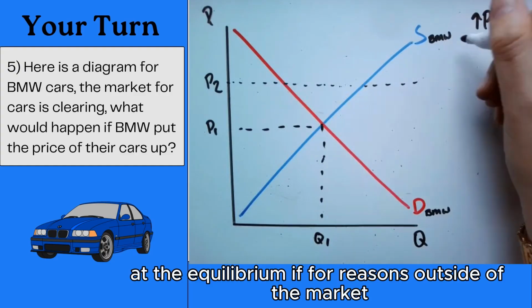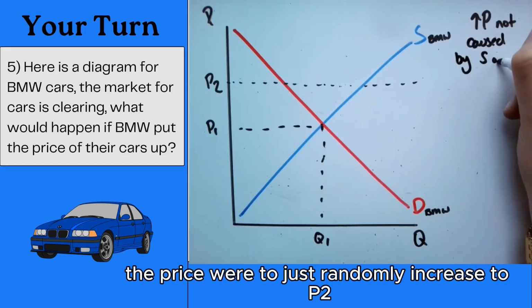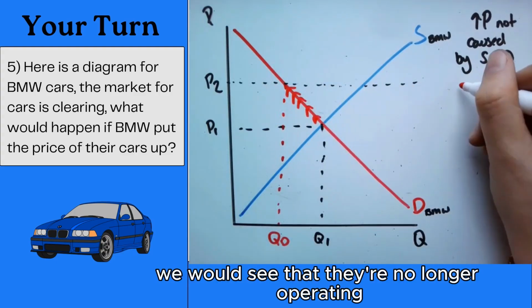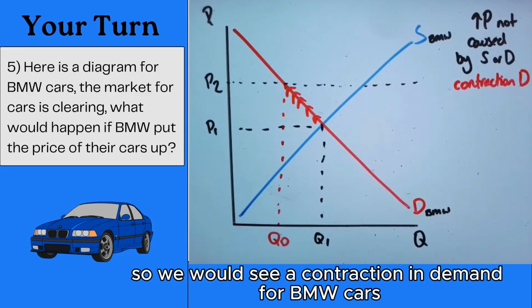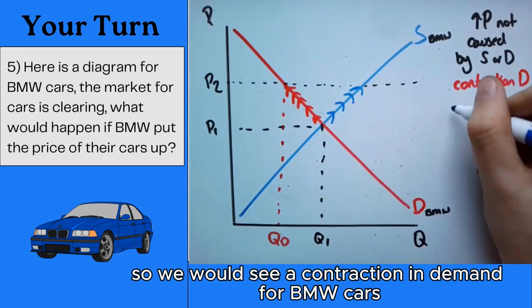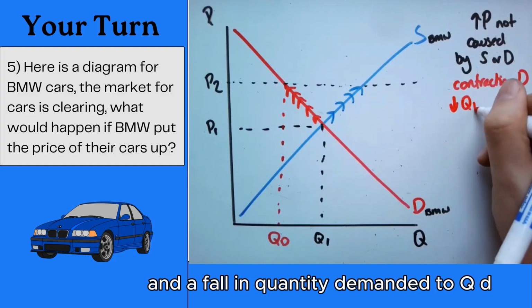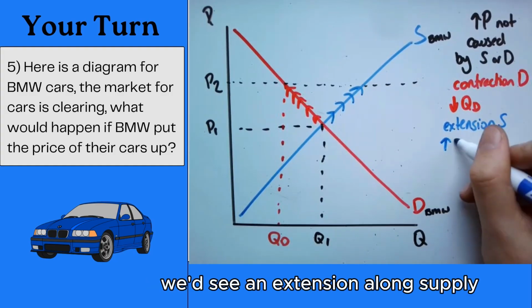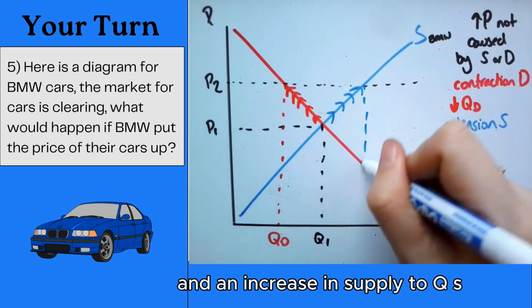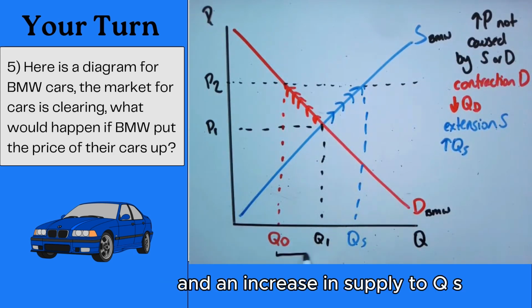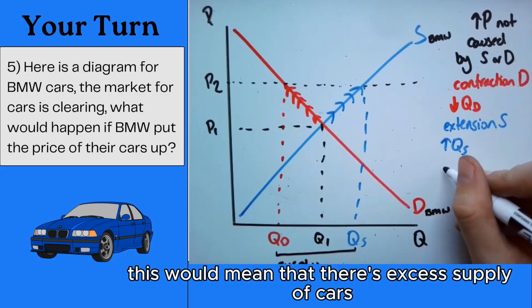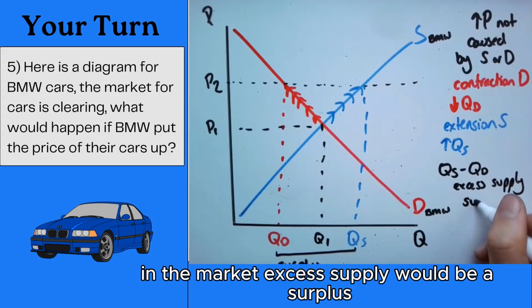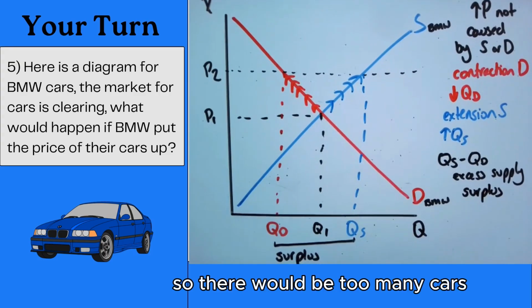If, for reasons outside of the market, the price were to just randomly increase to P2, we would see that they're no longer operating at an equilibrium. So we would see a contraction in demand for BMW cars and a fall in quantity demanded to QD. We'd see an extension along supply and an increase in supply to QS. This would mean that there's excess supply of cars in the market. Excess supply would be a surplus, so there would be too many cars.